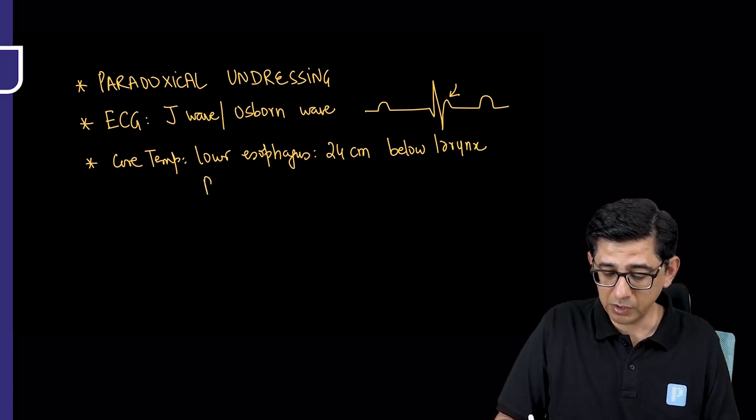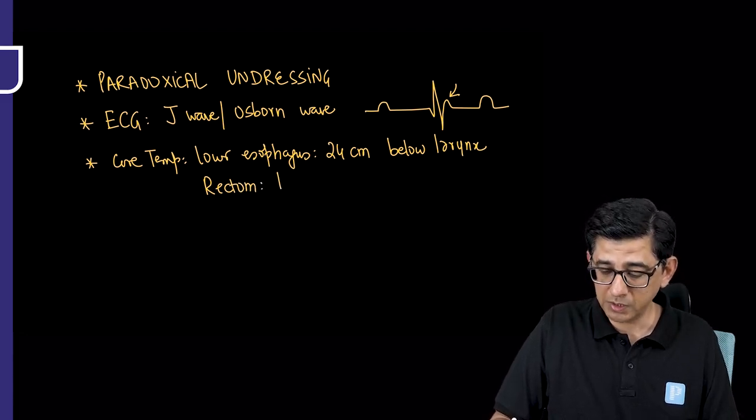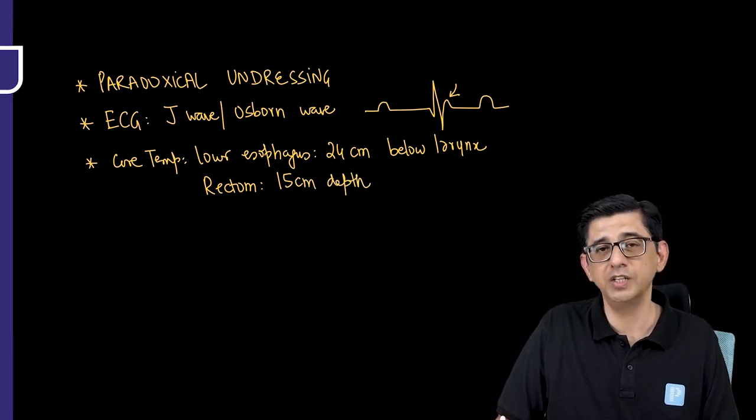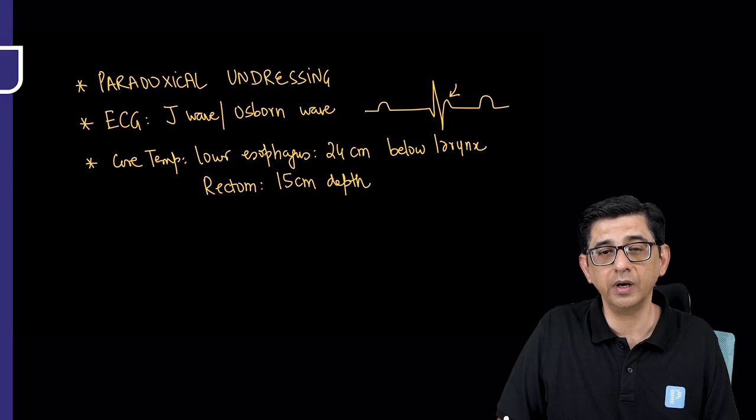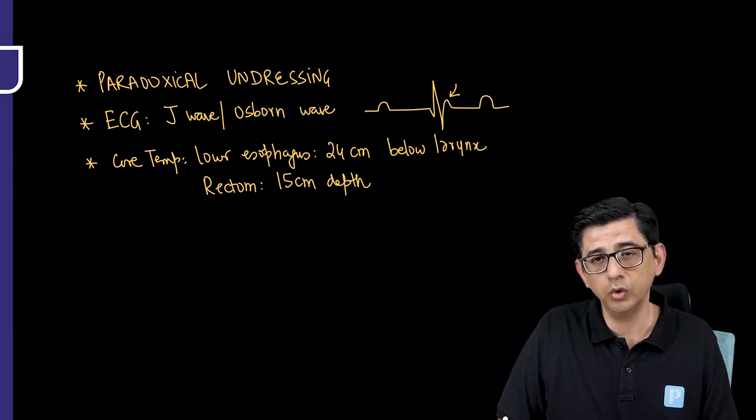Instead of the lower esophagus, we can also put the probe in the rectum. And for the rectum, if he asks what should be the depth of insertion, then the depth of insertion of the probe should be at least 15 centimeter. And also take care that the probe should be touching the rectal wall. It should not be touching the cold feces.